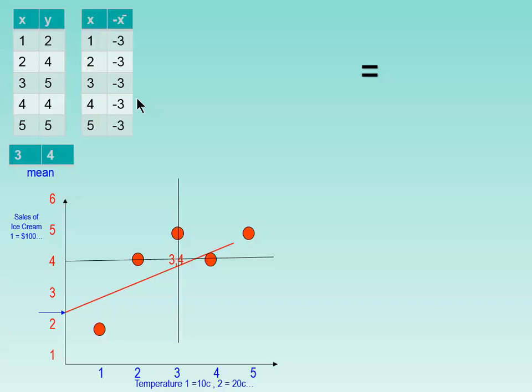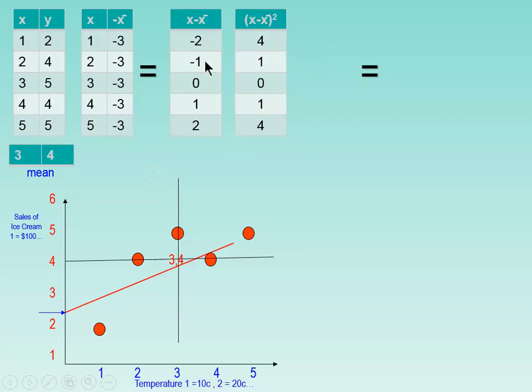Okay, so now we're going to take our x data points and subtract the mean from each of those data points. That's what this x bar is, they call it x bar. We're going to subtract our mean from our data points. So we're dealing with the x right now, and this is the result: -2, -1, 0, 1, and 2.